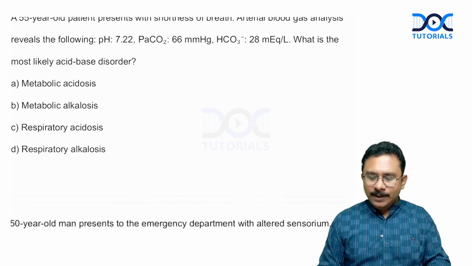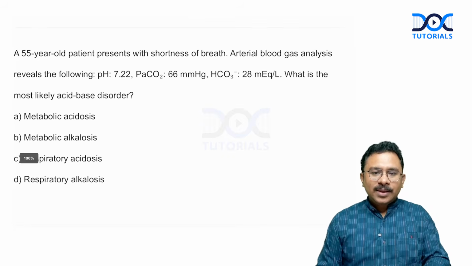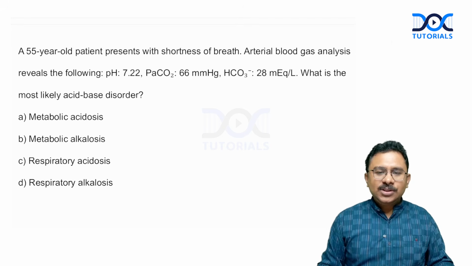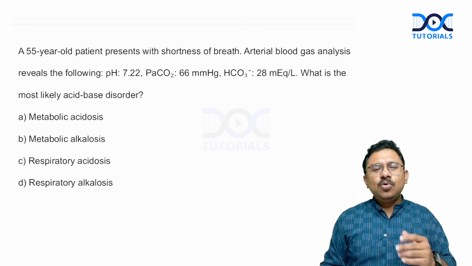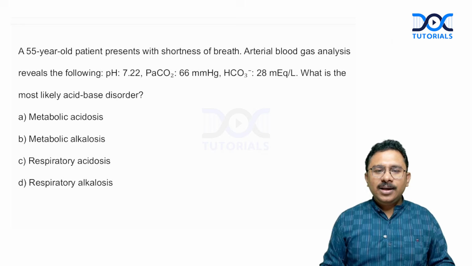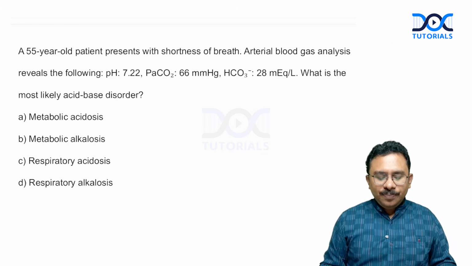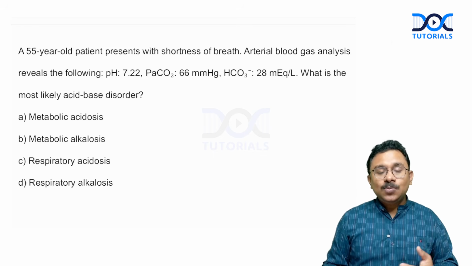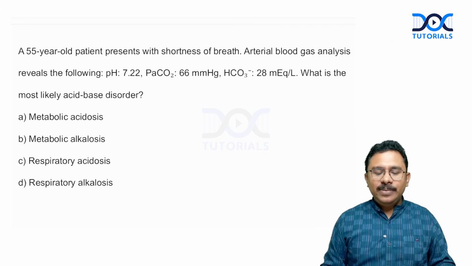Okay, right. Coming to the next question. A 55-year-old patient presents with shortness of breath. This time, two questions were asked based on ABG analysis, and both of them were relatively simple. The ABG analysis reveals a pH of 7.22, PaCO2 of 66, bicarbonate of 28. The question is, what is the most likely acid-base disorder?